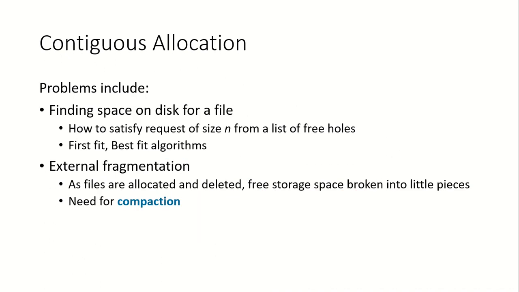So what are the problems in this contiguous allocation of space to files? The problem is that we have to find the space on the disk for a file. If it is a large file, then finding those contiguous blocks on the disk becomes problematic. If a file is requesting a size n, that means it is requesting n blocks. So how to satisfy this request from a list of free holes?